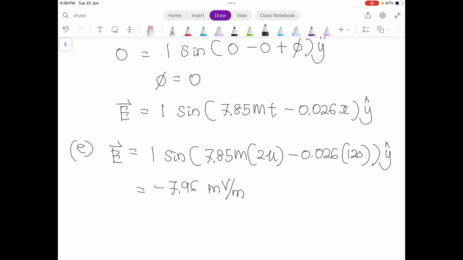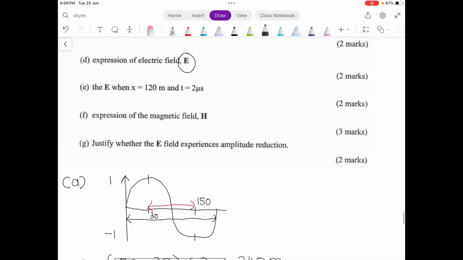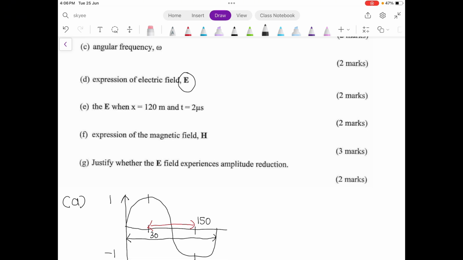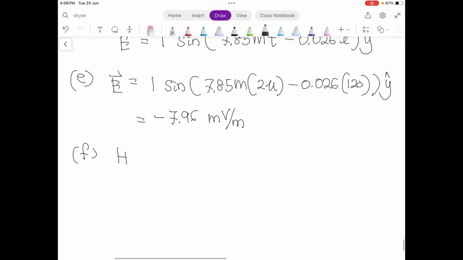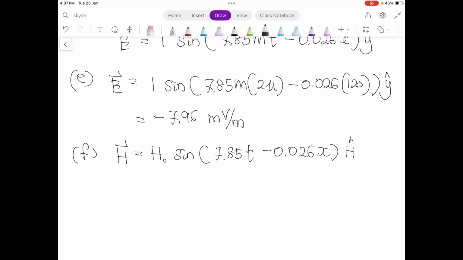Alright, next we have to find the expression of the magnetic field. The magnetic field will have a similar equation to the electric field, except for its magnitude and direction. This part, t minus, is also the same. So you need to find out the direction and also the magnitude.